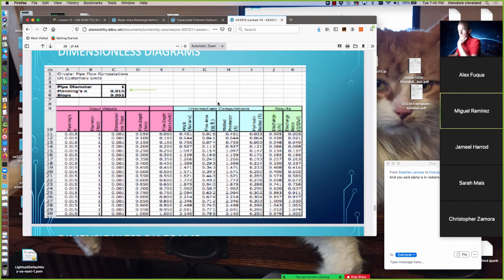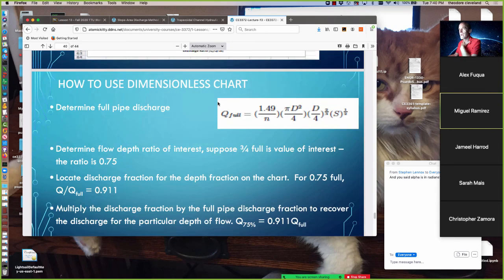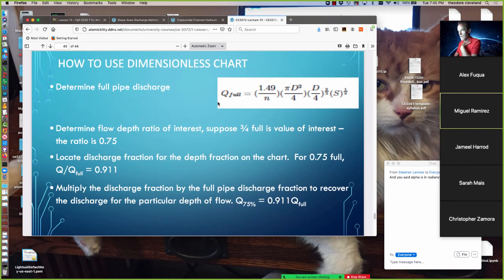So we visited this spreadsheet already, and we produced this dimensionless diagram. And here's how to use it. For the forward calculation, we would determine what full pipe discharge is, and there's the formula for full pipe discharge. That's reasonably easy to remember or fabricate from first principles, because this term here is the cross-sectional flow area. This term is the hydraulic radius, and usually the value of S is the bottom slope.